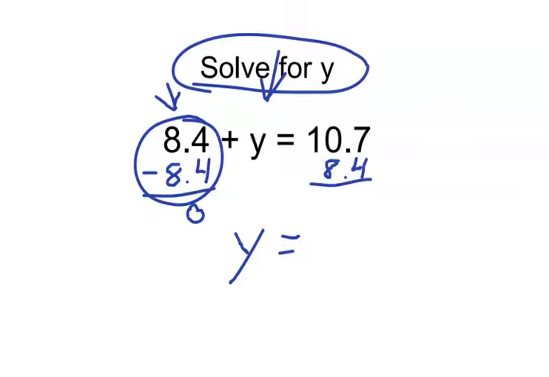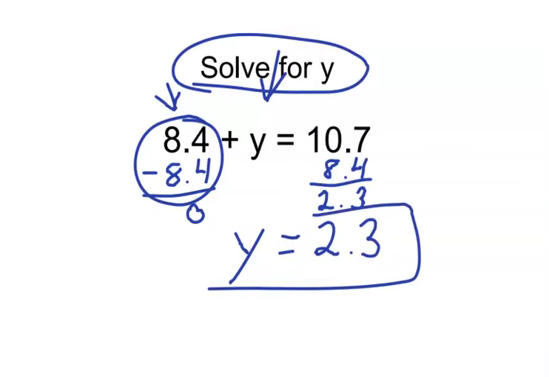Then we're going to do 10.7 minus 8.4. 7 minus 4 is 3. And then 8 minus 10 is 2. So y is equal to 2.3. So that's called a one-step equation, or one-step solution. So y equals 2.3. All you have to do is get the y by itself, and that's how you would do it.